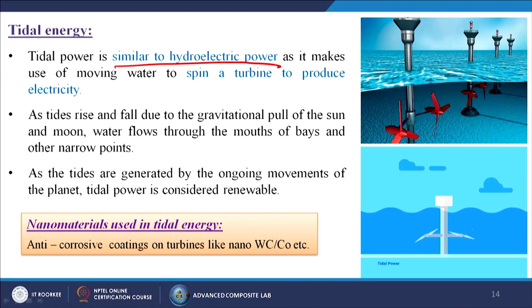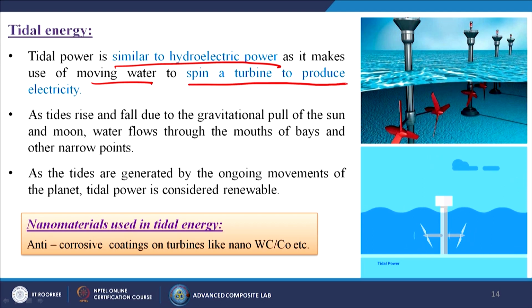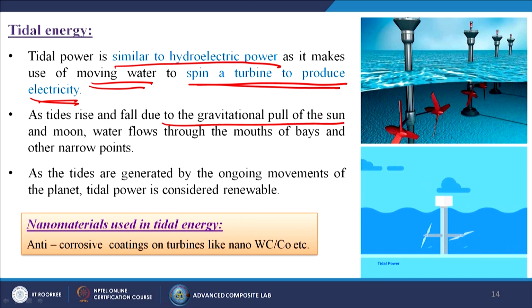Next one is called tidal energy. From the name itself we can understand that basically we are putting this into some sea where the tides are frequently coming. So, tidal power is similar to hydroelectric power, as it makes use of moving water to spin a turbine to produce electricity. As tides rise and fall due to the gravitational pull of the sun and the moon, because in the night time basically it is driven by the moon itself, and in the day time by the sun, or maybe lesser power by the moon itself.